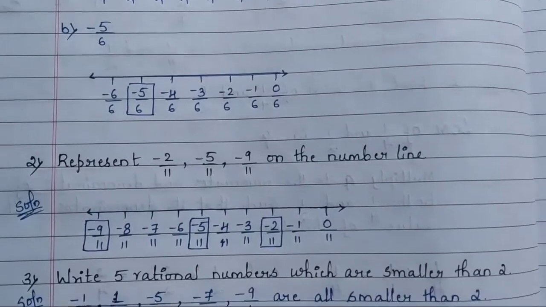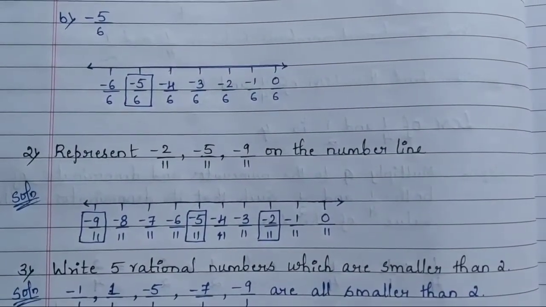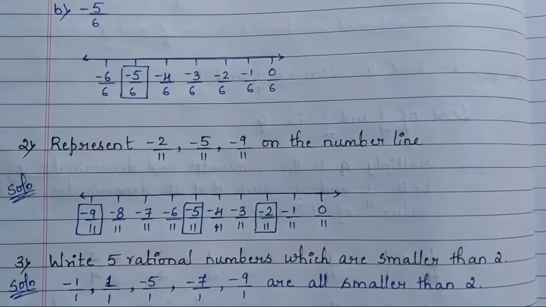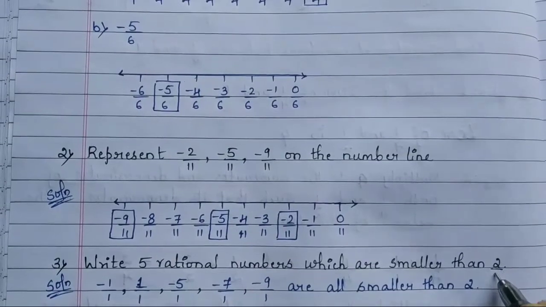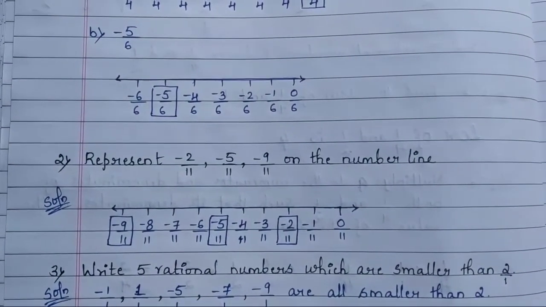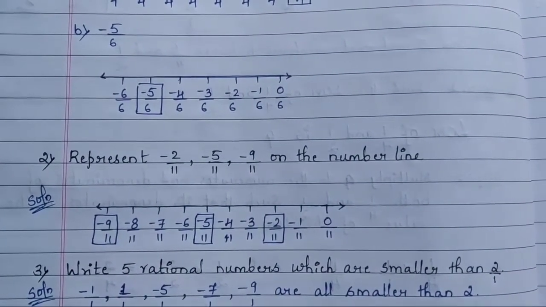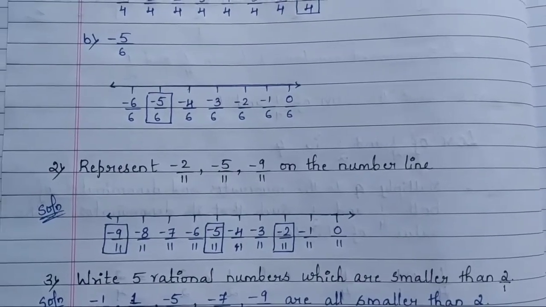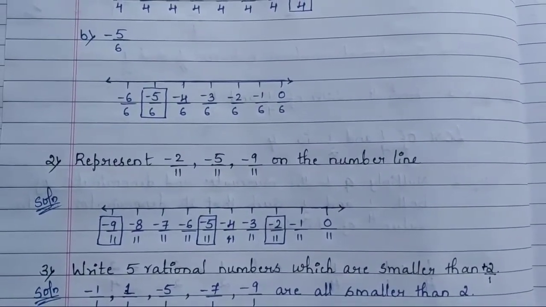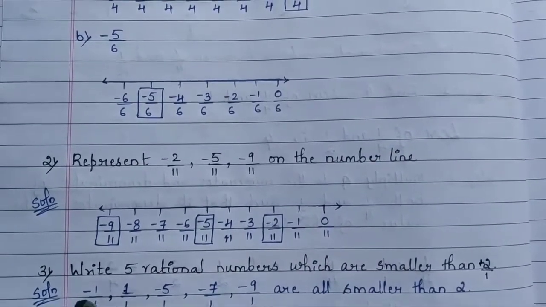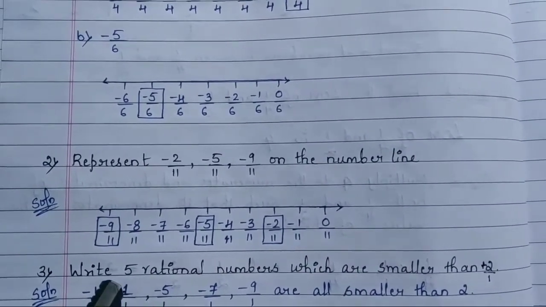Next comes third question. Write 5 rational numbers which are smaller than 2. So you can see here 2 means it will be 2 divided by 1. So you have to write the rational numbers which are smaller than 2 divided by 1. It means this is plus 2 divided by 1. So you can use any number which are in negative, that will be always smaller than 2.